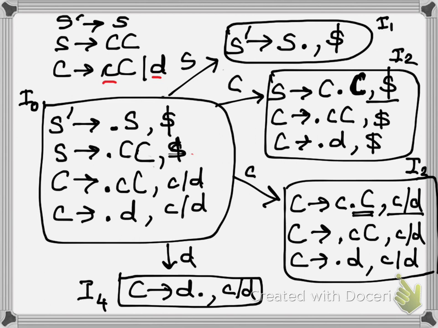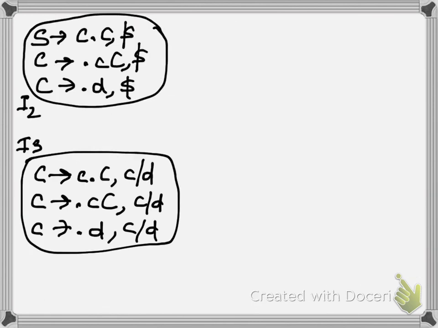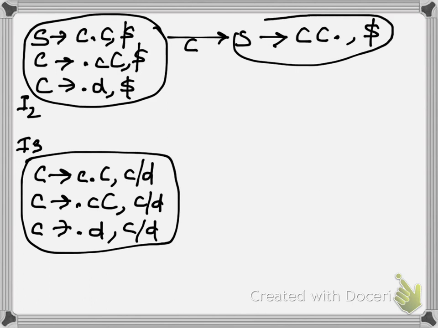Okay, so now I have I0, I1, I2, I3 and I4. And we continue in this manner. So again we have I2 and I3 here. So from I2 on capital C, it moves to S derives CC dot and then the first item, so it remains dollar. Okay, so this is our next item. It's a final item. So this is I5.